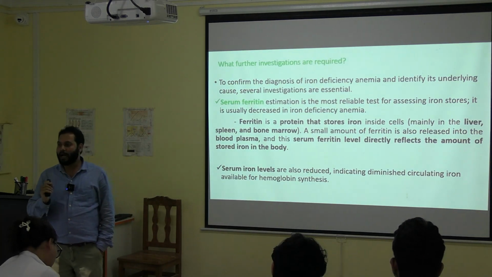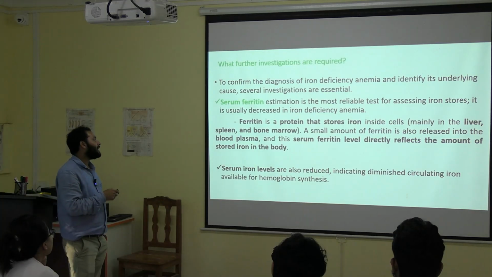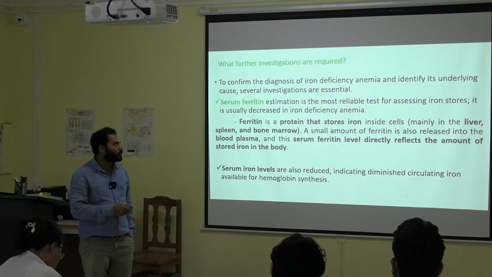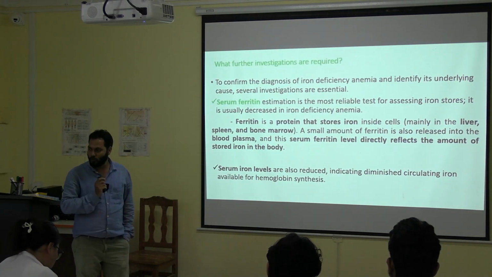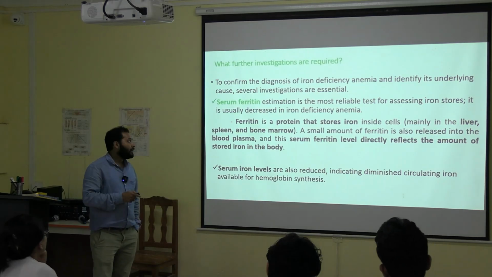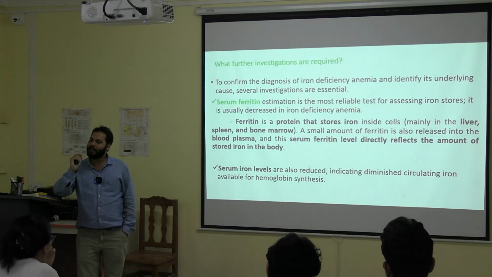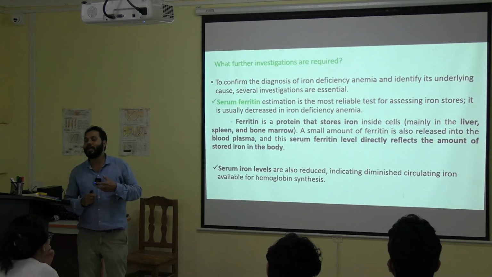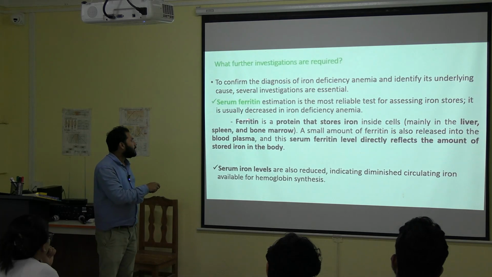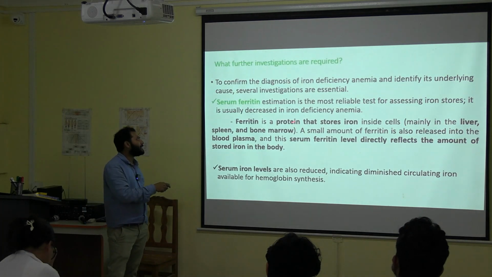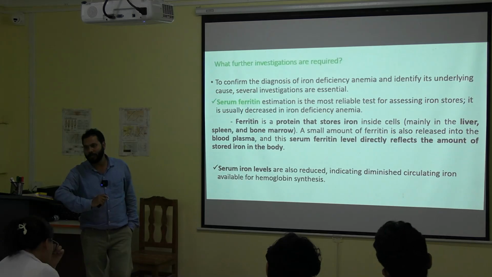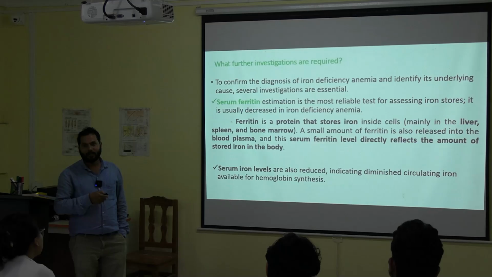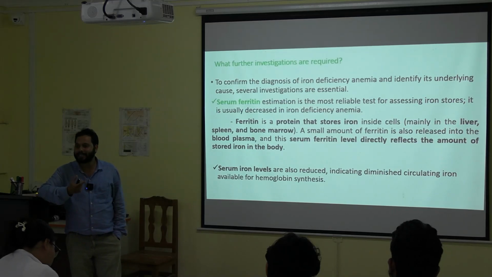The estimation of serum ferritin acts as a reliable test, and that test is used to assess the iron stores, right? So it is usually decreased in iron deficiency anemia. Now we'll see how this serum ferritin actually helps in the storage of iron. ये जो serum ferritin or ferritin, it is basically a type of protein, and that protein has some specific features that help in the storage of iron inside the cell.